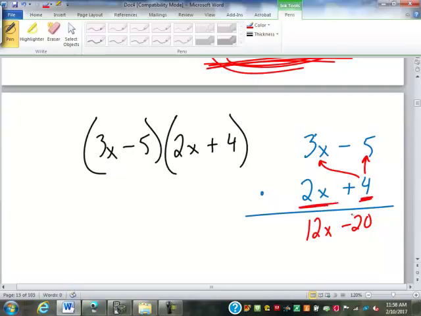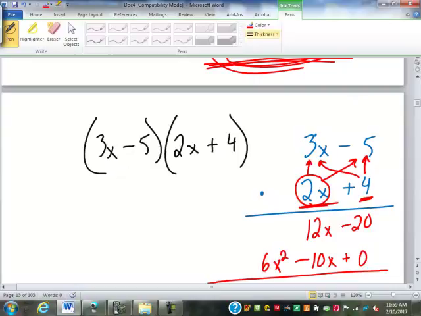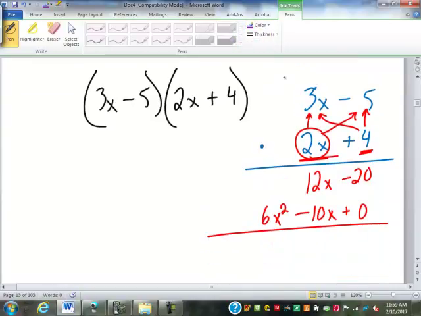We move over to the 2x. Just like before, we put in a 0 down here before we move over. 2x times negative 5 is negative 10x. So putting in that 0 keeps the x's lined up. 2x times 3x is 6x squared. And now we can add our columns. We got negative 20, 12 and negative 10 is a positive 2x, and 6x squared. That is the long form of multiplying out two polynomials.